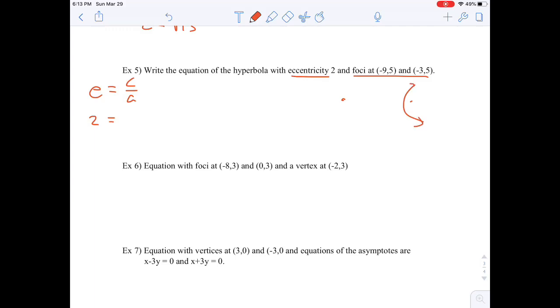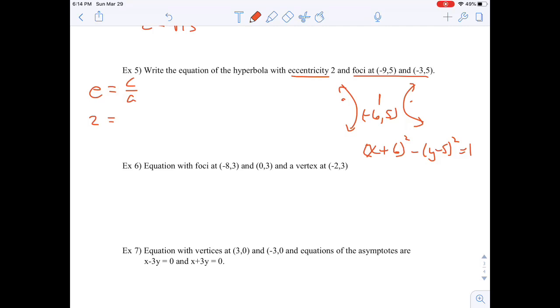So we must be going with a horizontal hyperbola. And remember, the center should be right in between the foci. So in between negative 3 and negative 9 would be negative 6, 5. Ooh, I can already get to writing my equation. We know it's horizontal, so x is first. Minus y minus 5 squared, and we know it's got to equal 1. So we just need to figure out where we're going to be able to find our A and B.